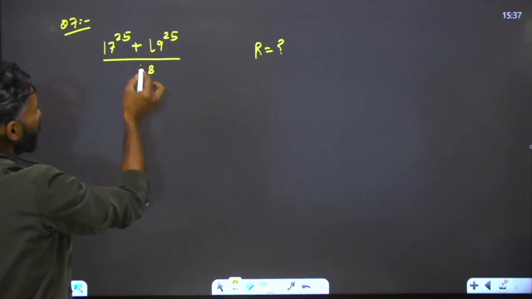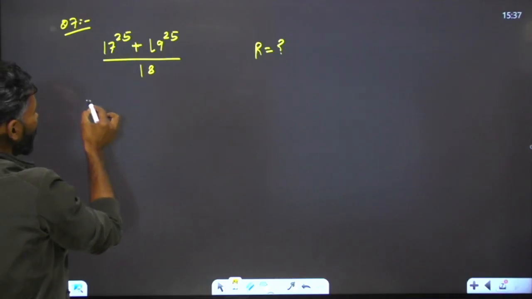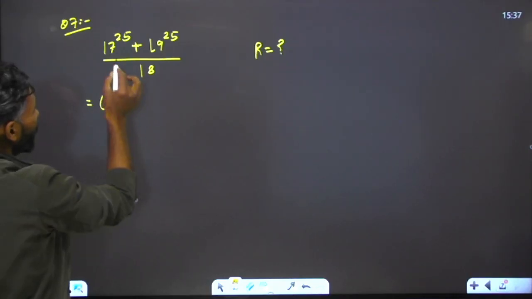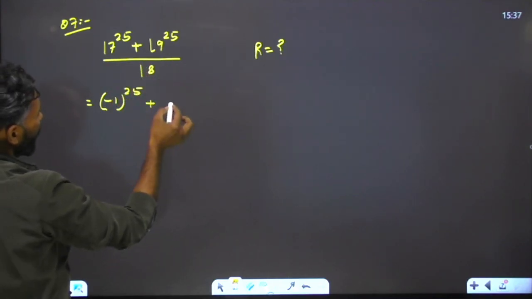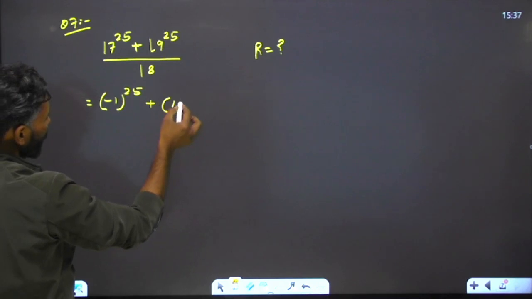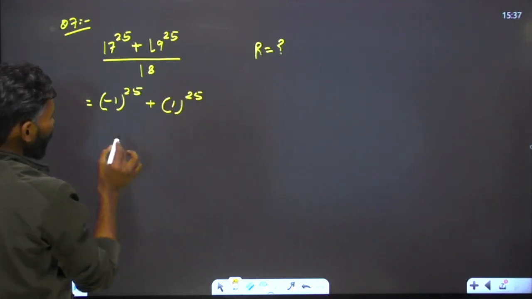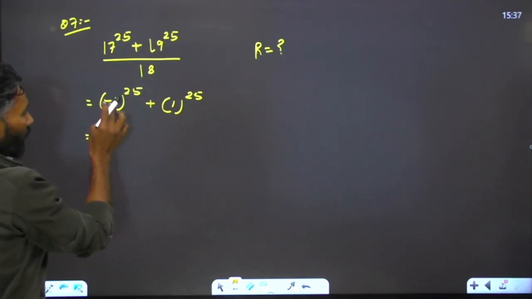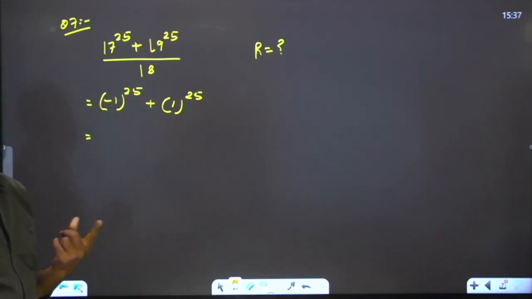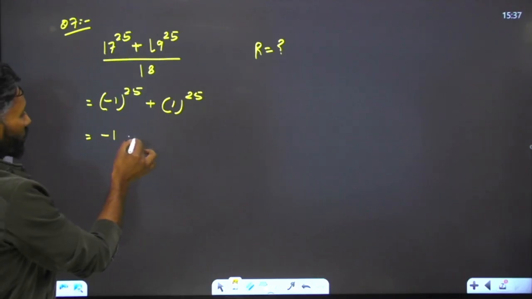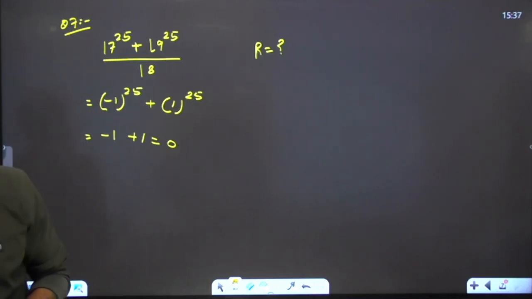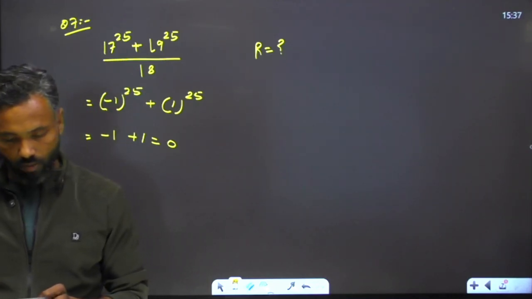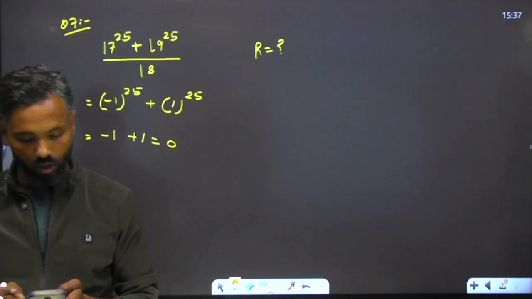If we divide 17 by 18, we get the negative remainder minus 1, and the power is 25. Again, when we divide 19 by 18, we get the remainder 1. It is positive 1, and the power is again 25. You very well know that here the value is negative and the power is odd. It will become minus 1, and this is plus 1. So the answer is 0. The remainder will be 0. So in this particular question, the remainder is going to be equal to 0.